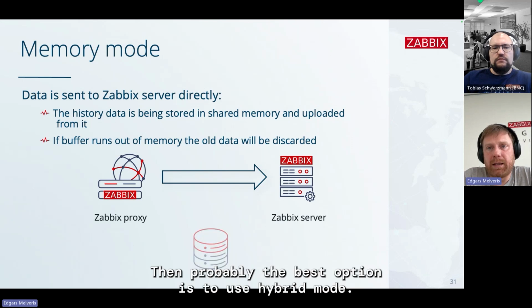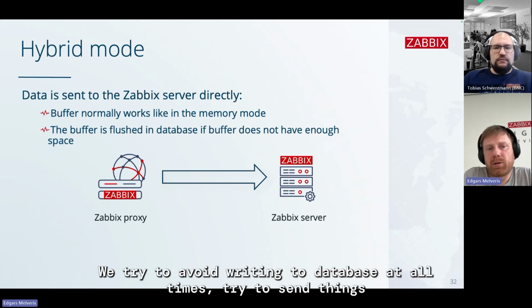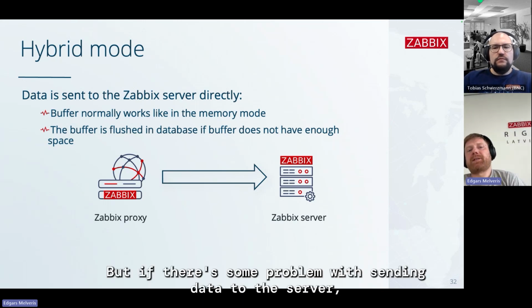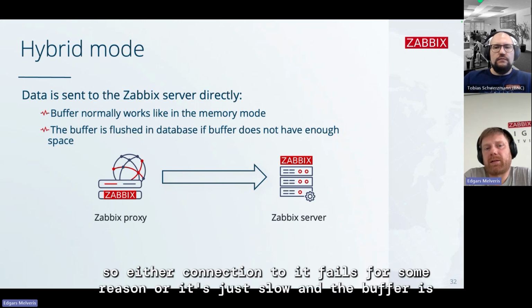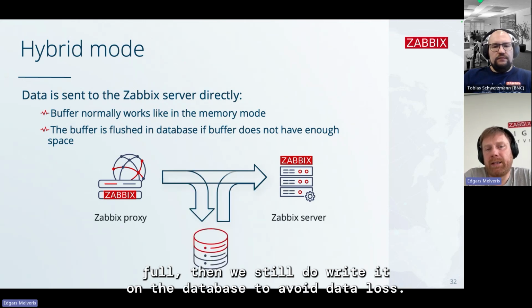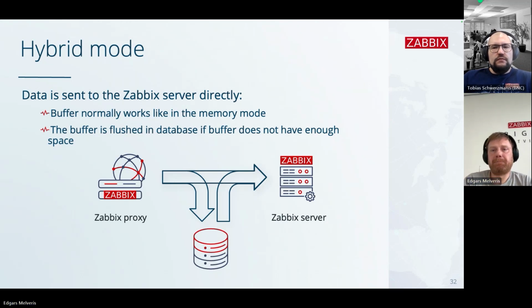Then probably the best option is to use hybrid mode. This will work like the memory mode, so we try to avoid writing to the database at all times and try to send things directly to the Zabbix server. But if there's some problem with sending data to the server, so either the connection to it fails for some reason, or it's just slow and the buffer is full, then we still write it to the database to avoid data loss. But only in cases where there's something wrong with the Zabbix server.